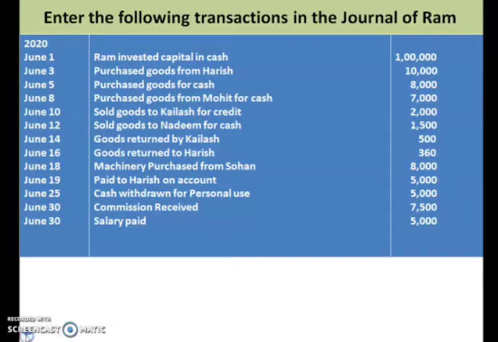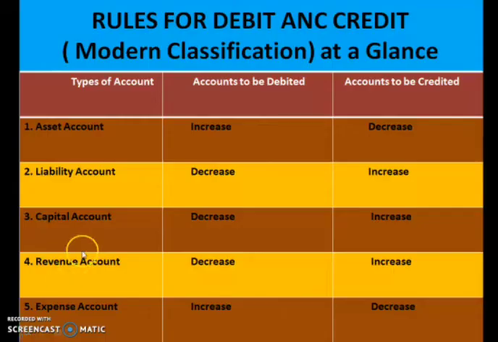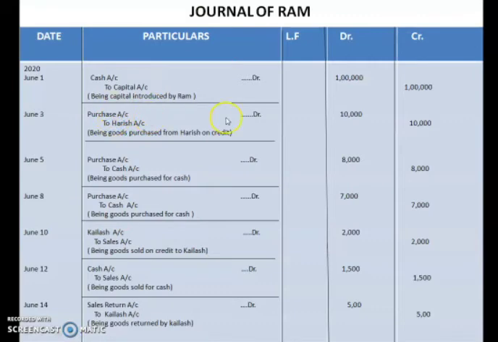Now moving to the next item, that is June 3. Purchase goods from Harish. So from Harish you are purchasing goods of 10,000. Children, note down here that purchase is our expense, because when you purchase goods, you have to spend money. So purchase is termed as an expense. Whenever an expense increases, if your expense, that is purchase, is increasing, what are you supposed to do to purchase? You are supposed to debit it. Hence purchase will be debited here.